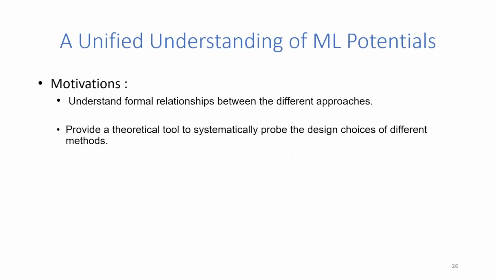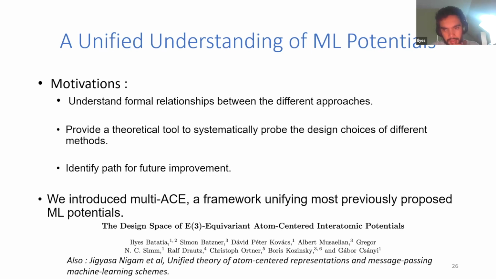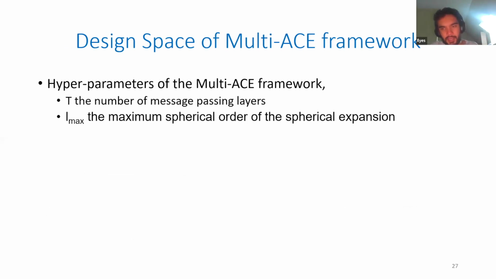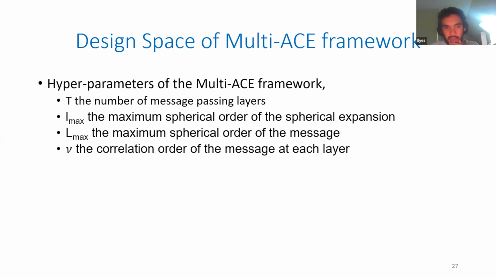Yeah, so I was talking about this other paper where we provide a theoretical tool to systematically probe the design choices of ML potentials, and we also wanted to identify future paths of improvement. This framework is called multi-ACE, and there is this paper in collaboration with the group of Boris Kozinsky and a related paper also by Csányi's group. What we did is classify most of the MPNN machine learning potential architectures in the literature by the set of hyperparameters of the theory.